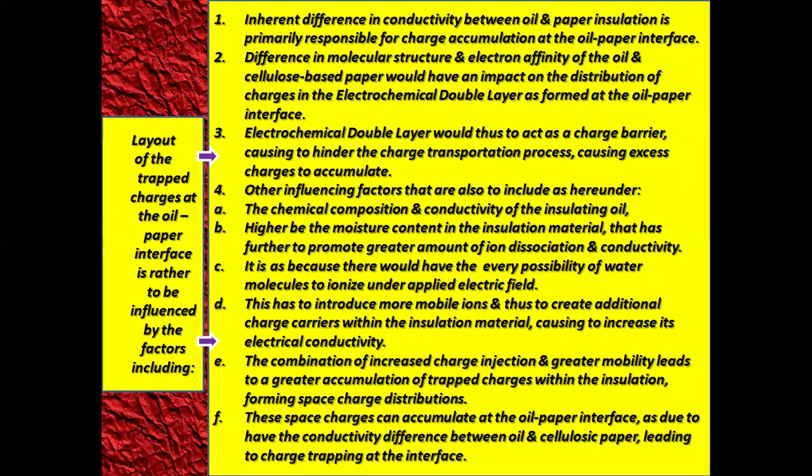Number 1, the inherent difference in conductivity between oil and paper insulation is primarily responsible for charge accumulation at the oil paper interface. Number 2, the difference in molecular structure and electron affinity of the oil and cellulosic based paper would have an impact on the distribution of charges in the electrochemical double layer formed at the oil paper interface.